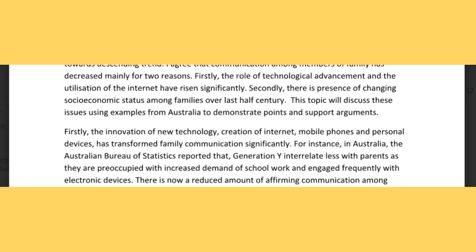Okay, and then there is a presence. Well, there's a better way to say that. Okay, there is. Secondly, changing economic statuses among families over the last, or the occurrence of changing, the occurrence is the best word there. This topic will discuss these issues using examples from Australia to demonstrate points and support arguments.